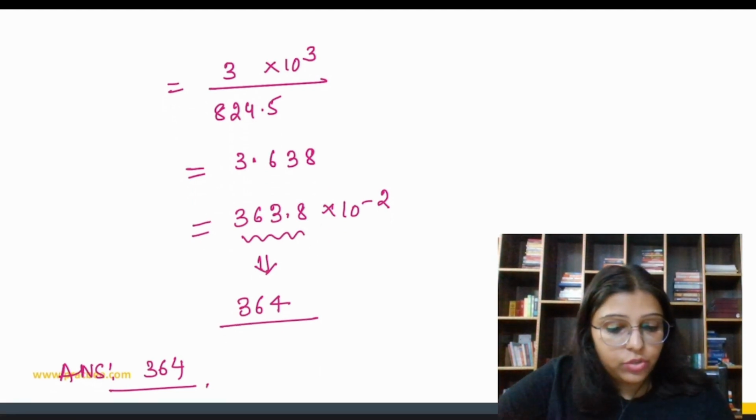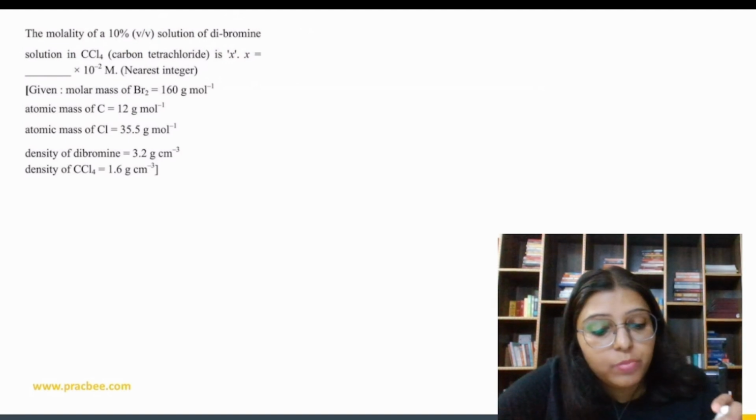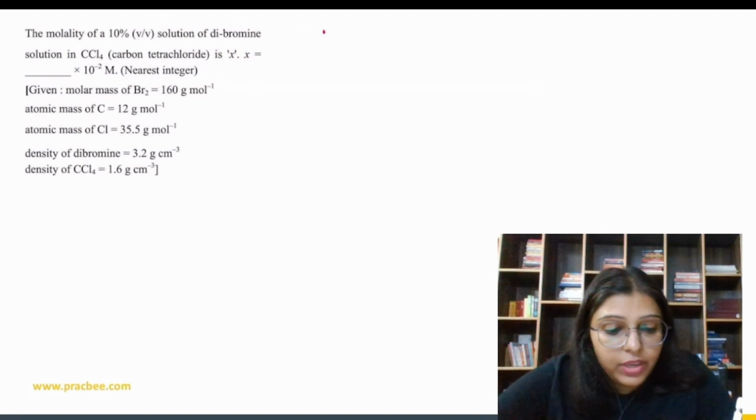Now let's do the next question. The next question: the molality of a 10% volume by volume solution of dibromine in CCl4. So we have a solution of Br2 in CCl4.